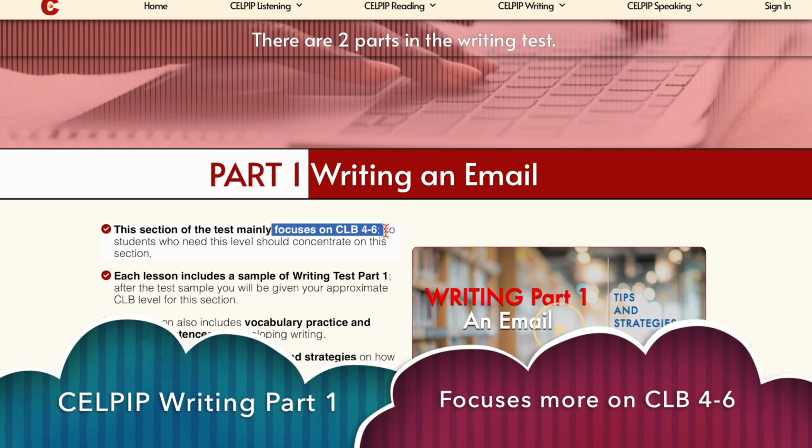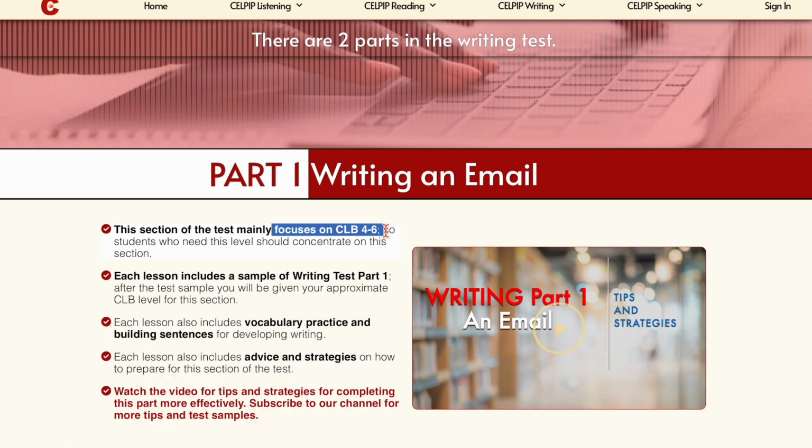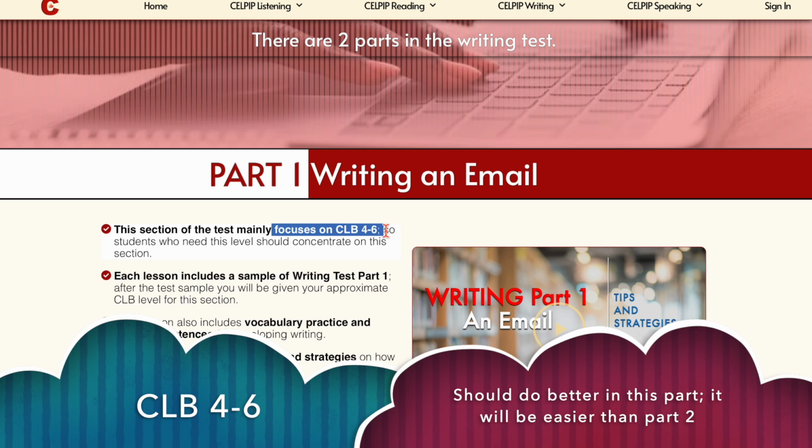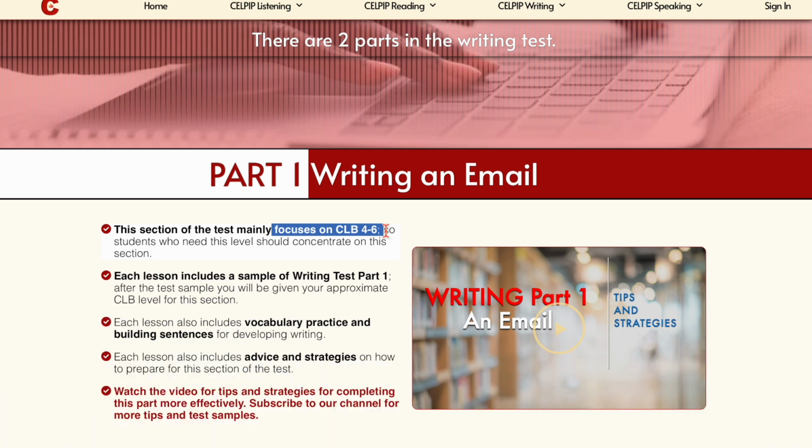What does that mean? Well, that means that if you need to get that level 4, 5, or 6, then you should do better in this part than in part 2. That is because this part will be easier for you to understand and will be easier for you to express your ideas than in writing part 2.